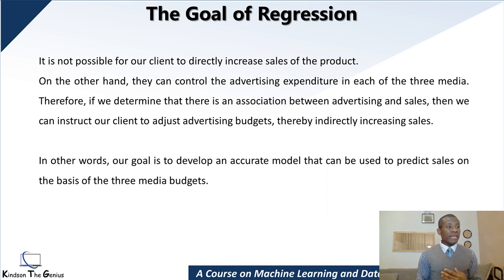On the other hand, they can control the advertising expenditure in each of the three media separately. Therefore, if we determine that there is some association between the advertising for each of these media and sales, we can tell our client to adjust the budget and lead to maximum increase in sales or profit. So our goal is to develop a model that can be used to predict the sales based on the three media budgets.